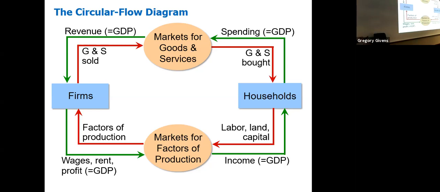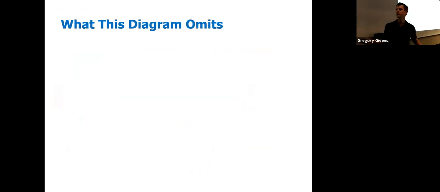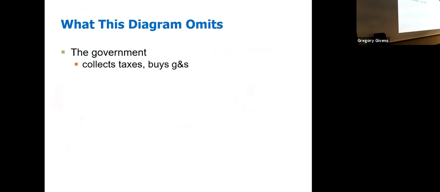I can think of a third one, a foreign component. Not everything we buy is produced by domestic firms. Some of the stuff we buy, a lot of the stuff we buy, is produced abroad. Moreover, not everything that is sold by domestic firms is sold to domestic households. Some of the stuff that our firms domestically produce gets sold abroad. So the circular flow diagram is also omitting an international flow of goods and services. All right, those are some of the assumptions we've made in describing how the macroeconomy is organized.